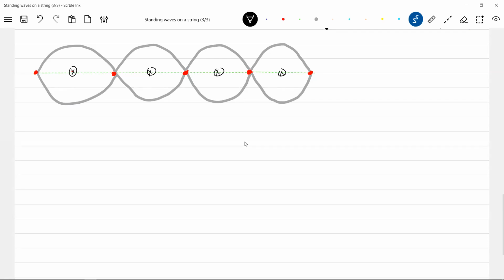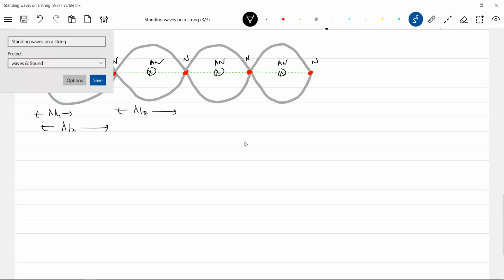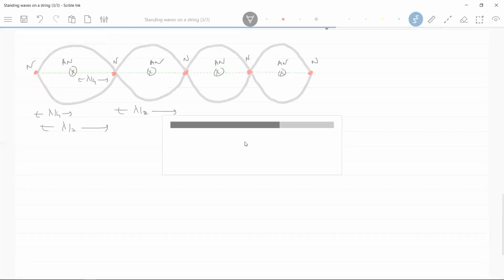What is the distance between a node and an antinode? Lambda by 4. The distance between adjacent nodes is lambda by 2. Okay, fine. These are called nodes. How many nodes and how many antinodes? That depends upon the condition that we'll see later on.